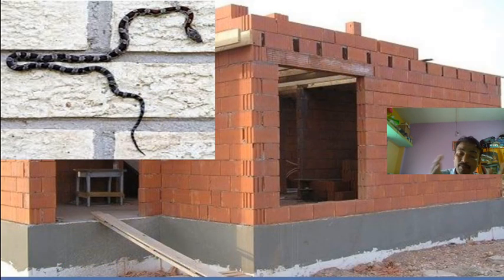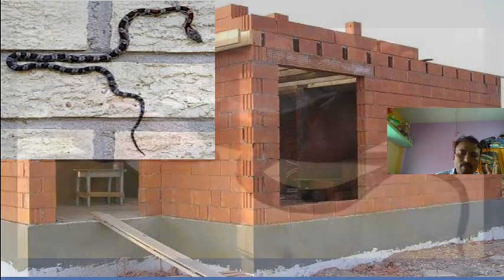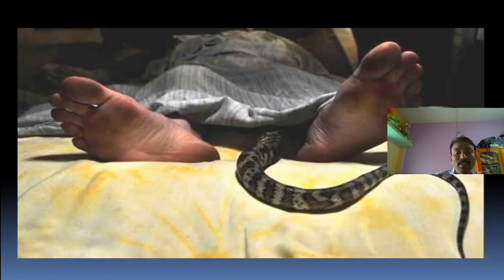Another thing, the walls of our houses should be plastered very smooth and shiny. Don't leave rough areas. If it is rough, the snake will be able to climb on that rough area. So we have to plaster it.